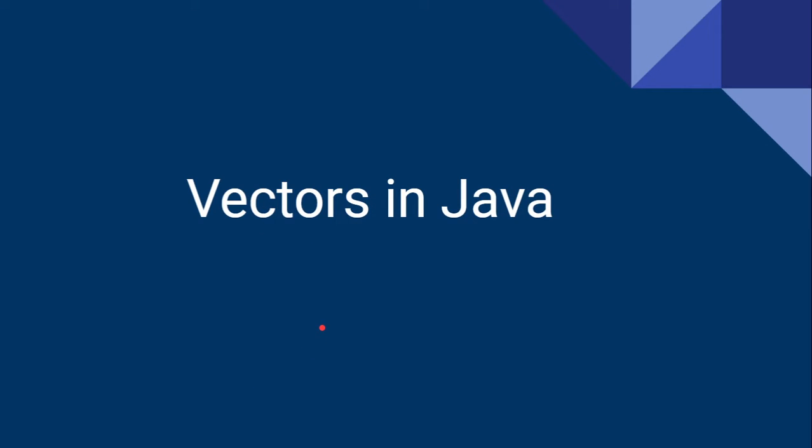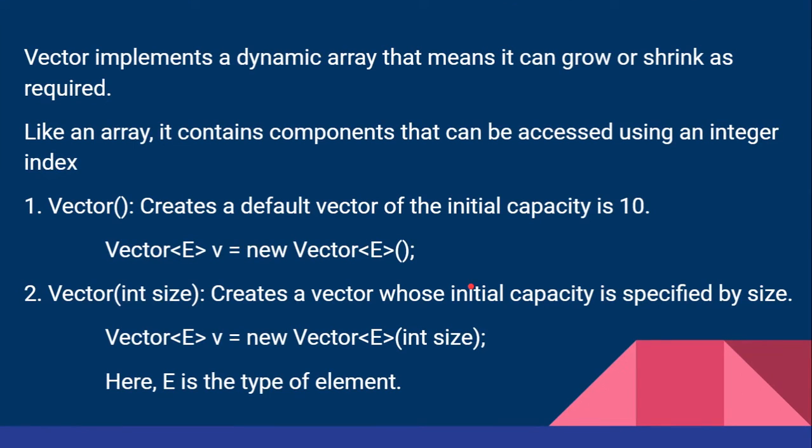Hello everyone, in this video we are going to see about the vectors in Java. So we all know that a vector is a one-dimensional array. It may be a row vector or a column vector. A matrix is a combination of rows and columns. It has more than one row and more than one column, but a vector has only a single row or a single column.